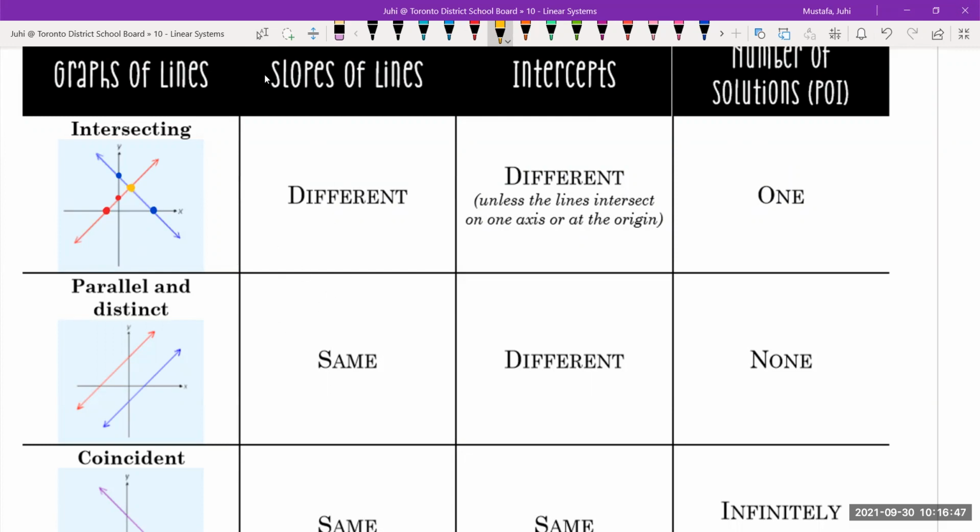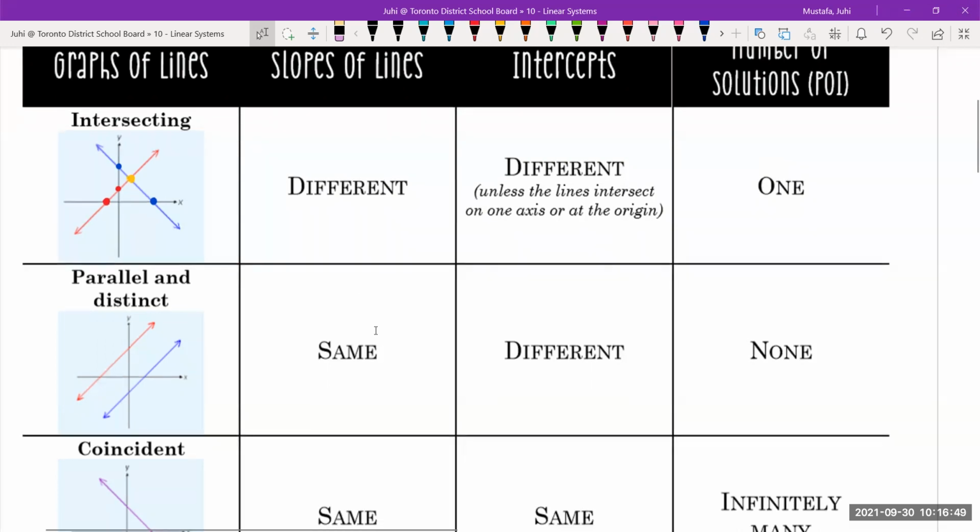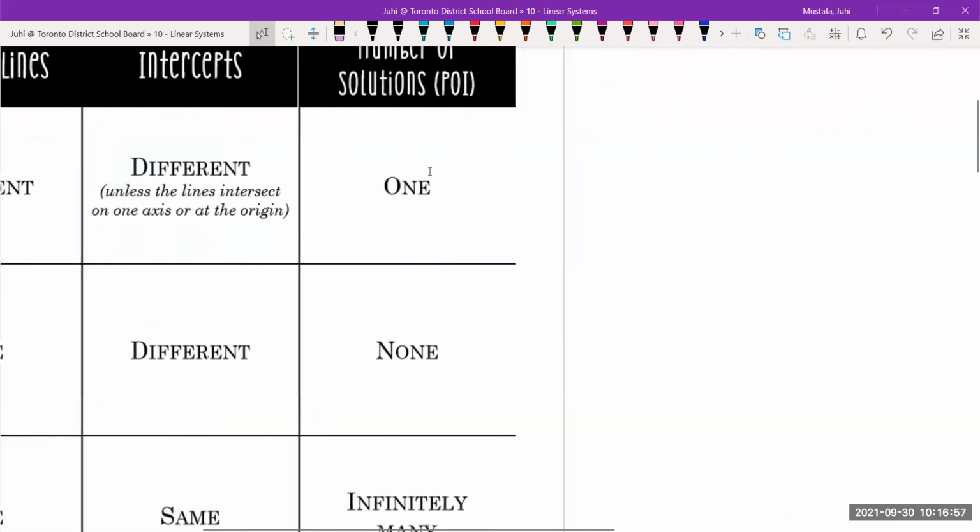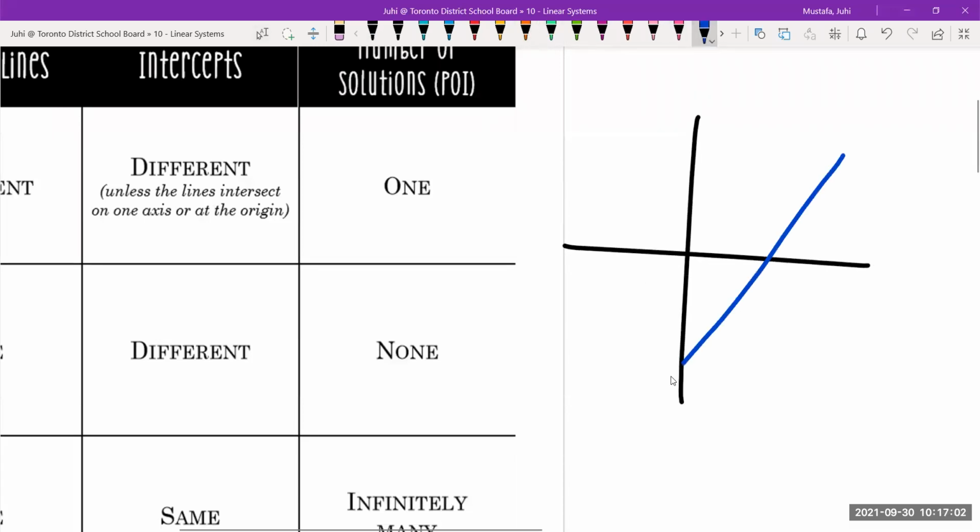Question? Wait, in brackets for the intercept, it says unless the lines intersect on one axis at the origin, what does that mean? So that means there is a little bit of a rule breaker there. Let's say you have one line like this, but then let's say you also have a red line like this. Technically, in this case, the slopes are different, the y-intercepts are different, but it just so happens that the x-intercepts are the same. So it doesn't matter. It's still going to be intersecting lines. It's still going to be one point of intersection.